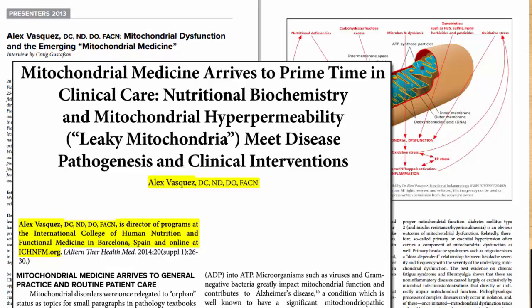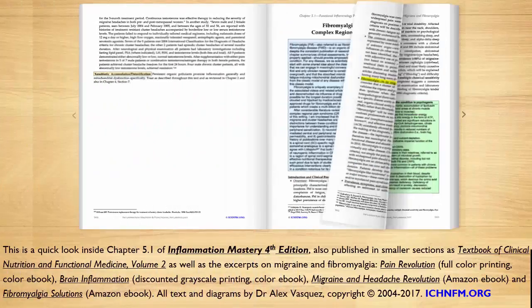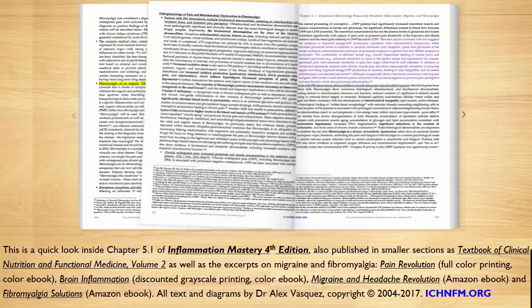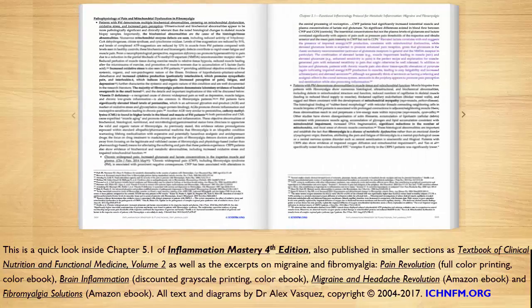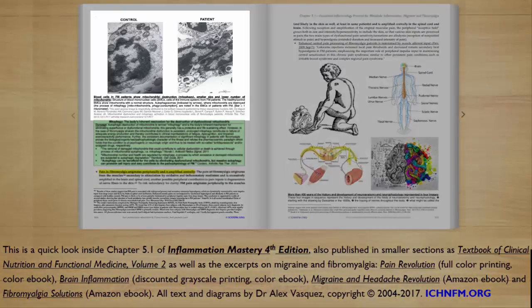Now let's take a quick look at the section on fibromyalgia and complex regional pain syndrome. Again, you see that I follow, of course, the same outline or the same format, providing an introductory conversation and then outlining the clinical presentation and pathophysiology, again, well supported with an abundance of citations. Here we see images from published research showing the differences in mitochondrial size and function in normal healthy controls and patients with fibromyalgia. So obviously these scientific images underscore the physical, organic reality of fibromyalgia as a mitochondrial disease.